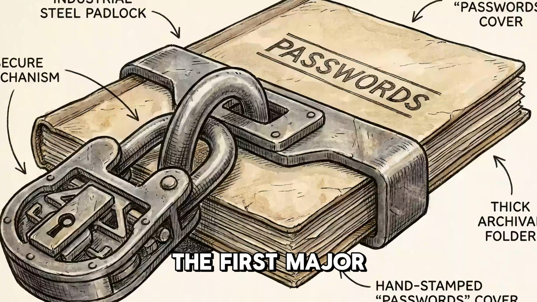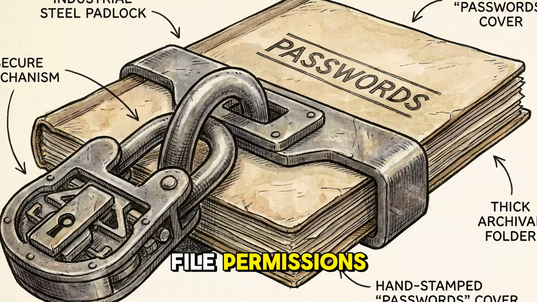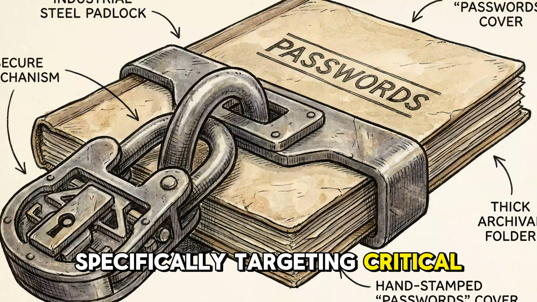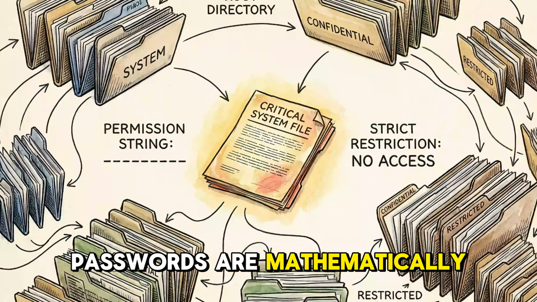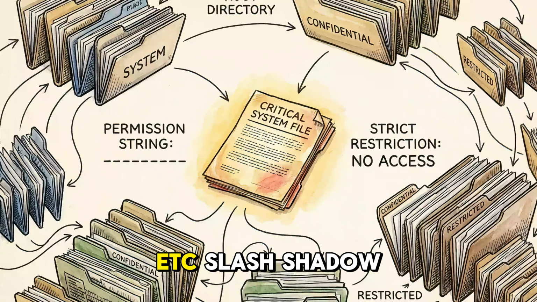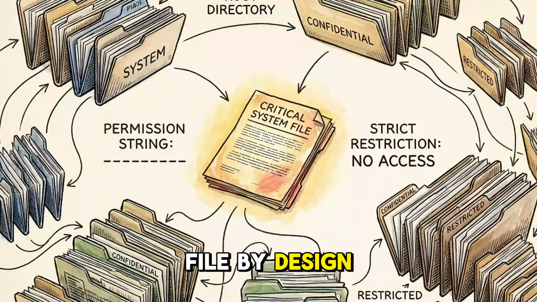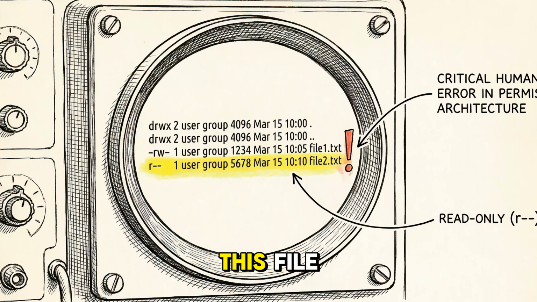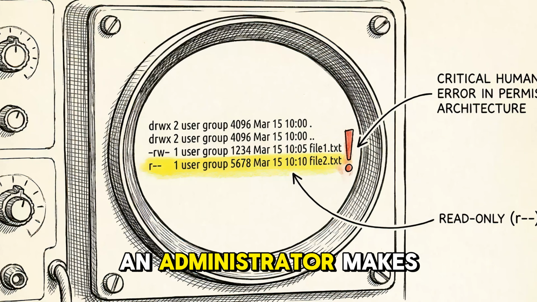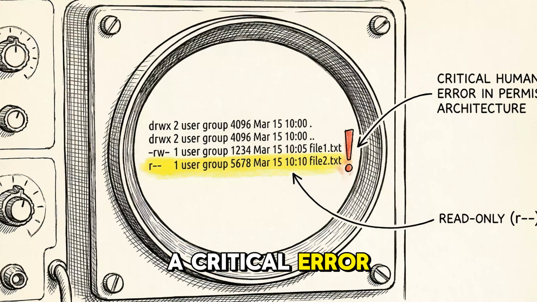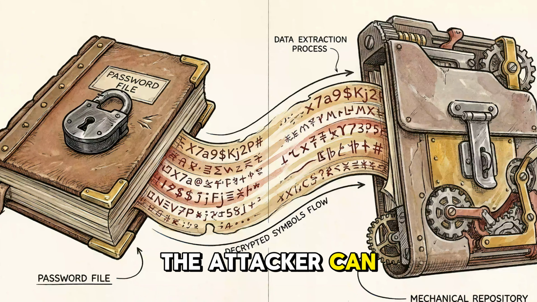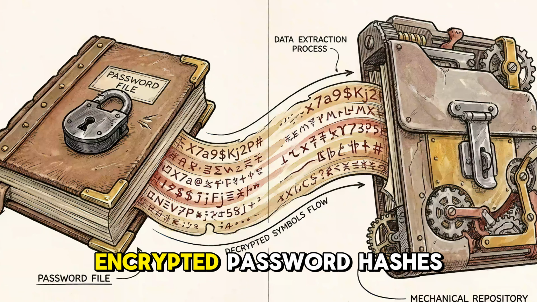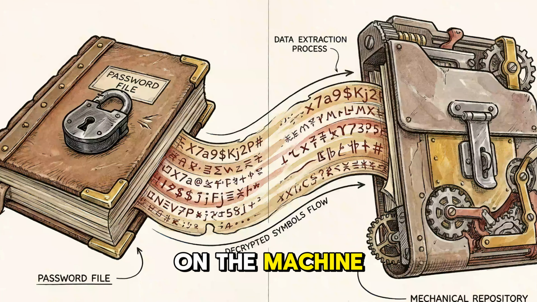The first major vector on that roadmap involves file permissions, specifically targeting critical password repositories. In Linux, user passwords are mathematically hashed and stored in the /etc/shadow file. By design, only the root user can read this file. But occasionally, an administrator makes a critical error, granting standard users read access. If an enumeration script flags this error, the attacker can read the file and extract the encrypted password hashes for every account on the machine.